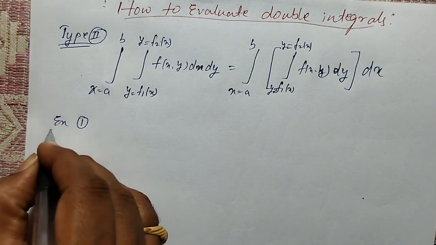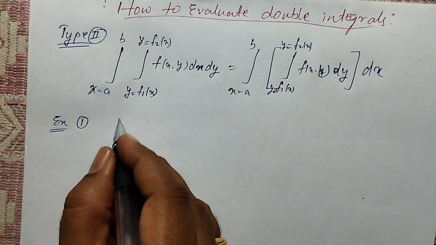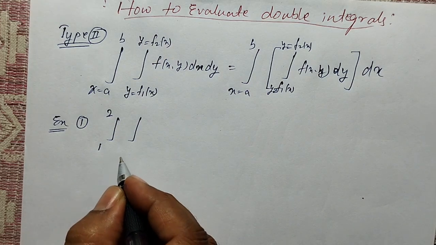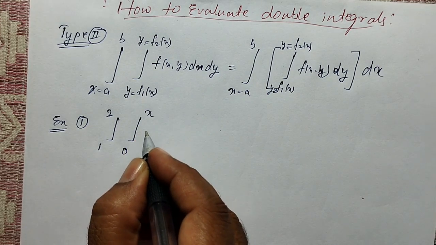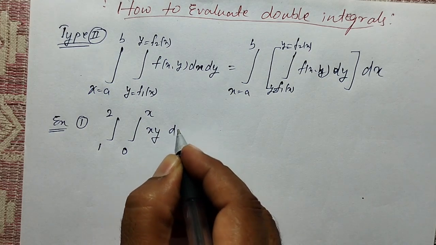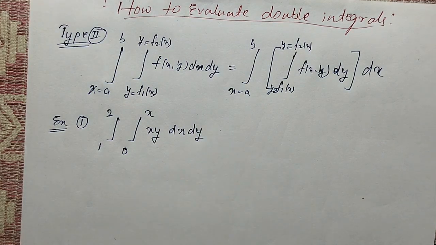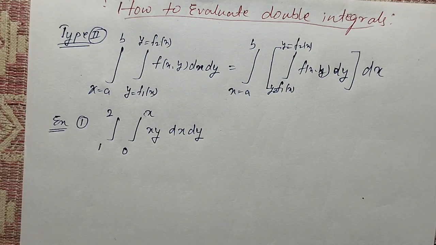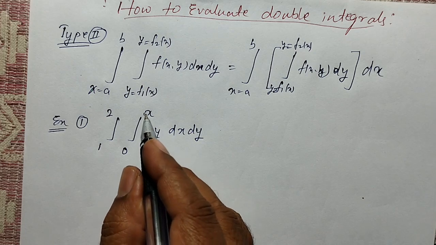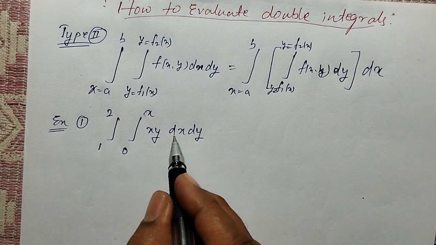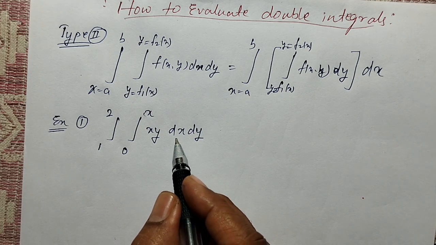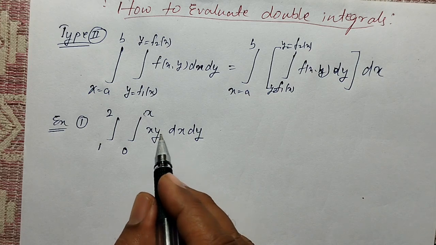How to evaluate example number 1. I will choose integration from 1 to 2 and integration from 0 to x, of xy dx dy. See here, instead of 0 to some constant, a function of x is given. Indirectly, y equal to a function of x is given, and here it is also dx dy. In the previous type, if you integrate first with respect to x, then it is wrong. First you have to integrate with respect to y.